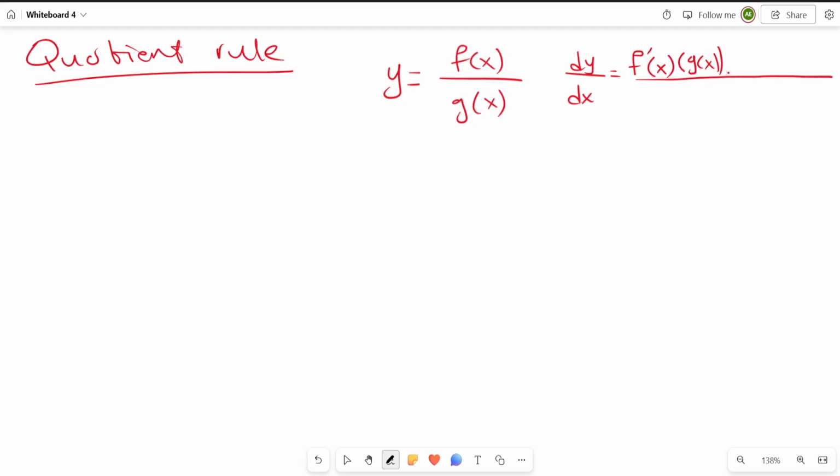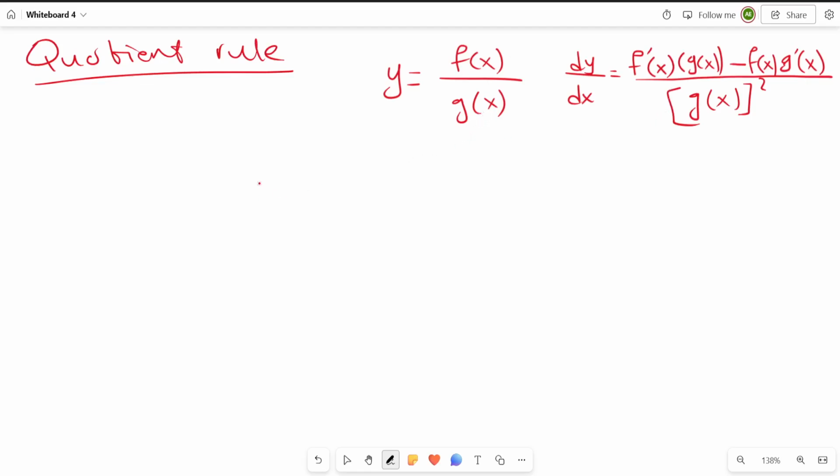And then now I will subtract from that the first function normally multiplying the differentiation or the derivative of the second function, and all of that I will divide by the second function without any differentiation to the power of 2 or squared. So let's see how we can go through that.